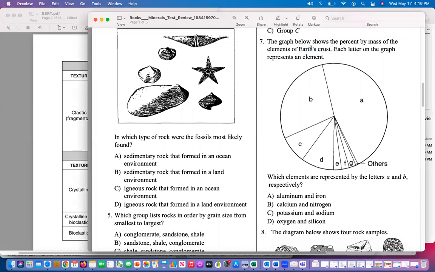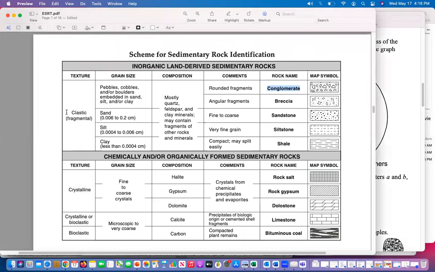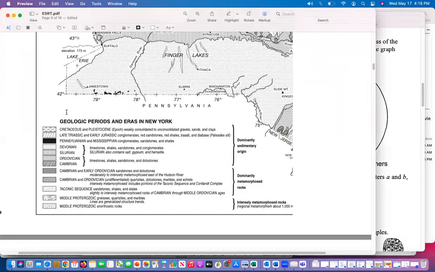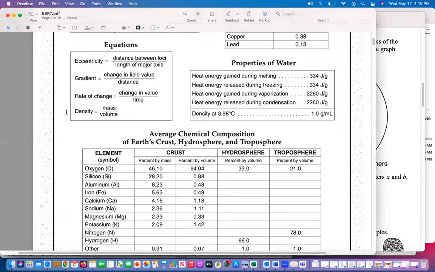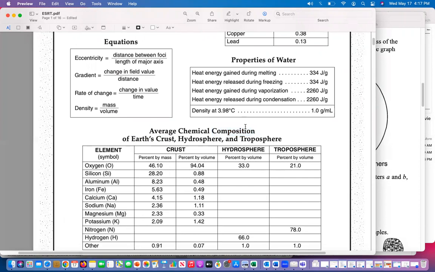So automatically, there is a page on the reference table that tells us the elements that are in the Earth's crust. What page is it? It is page number 1. You see where it says Earth's crust? The average chemical composition of what it's made up of: the Earth's crust, the hydrosphere, and the troposphere.